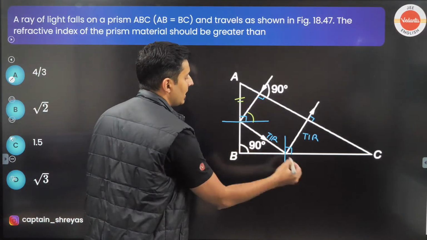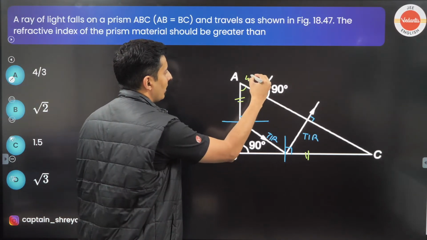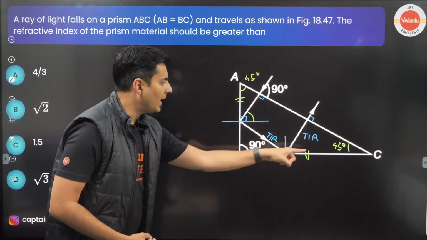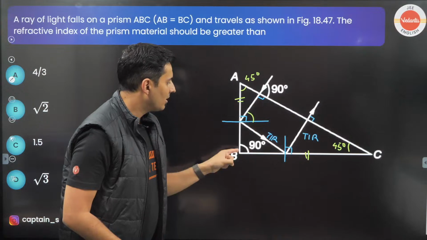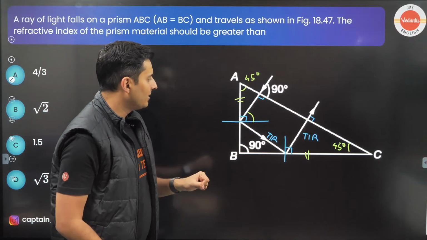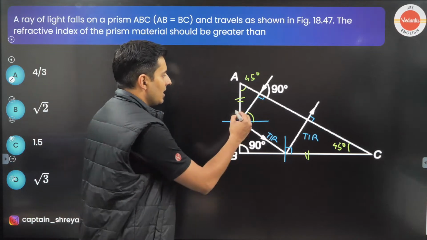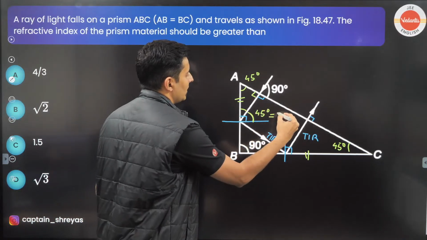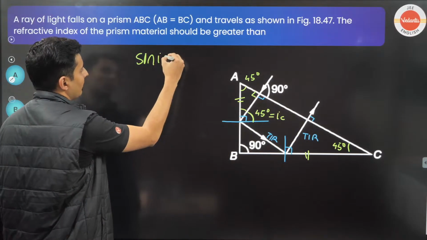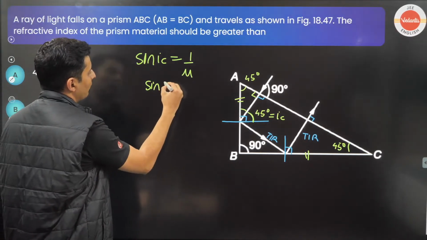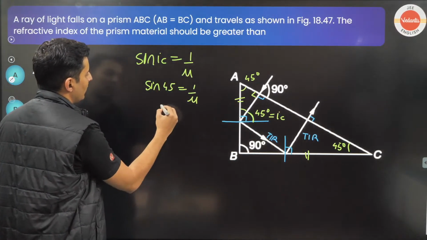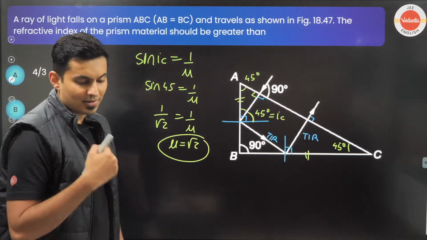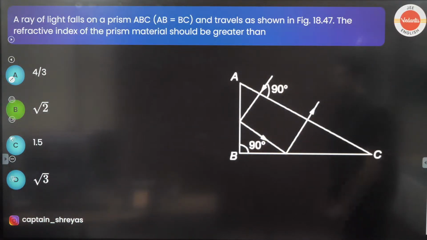Since AB is equal to BC, obviously this is 45 degrees and so is this 45 degrees. Isosceles right angle triangle. If that is 45 degrees, obviously guys, think about it, even this is 45 because this is 90 and even this is 45 degrees. So this is the critical angle, and we all know sine of critical angle is 1 by mu. So sine of 45 is 1 by mu. Sine 45 is 1 by root 2, which is 1 by mu. So mu is basically root 2. That should be the answer. Option B. Yep, very good.